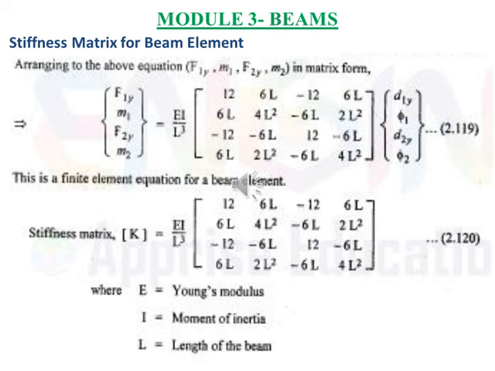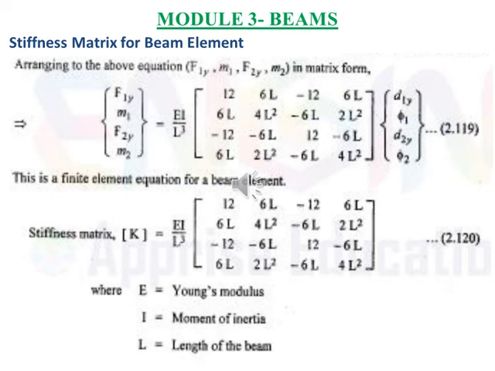So this is the finite element equation for a beam element. The left hand side shows the force terms, and the right hand side shows the stiffness matrix EI by L cube into 12, 6L, minus 12, 6L; 6L, 4L square, minus 6L, 2L square; minus 12, minus 6L, 12, minus 6L; 6L, 2L square, minus 6L, 4L square, which is the stiffness matrix for the beam element, and the term d1y, phi 1, d2y, phi 2 is nothing but the displacement vector.